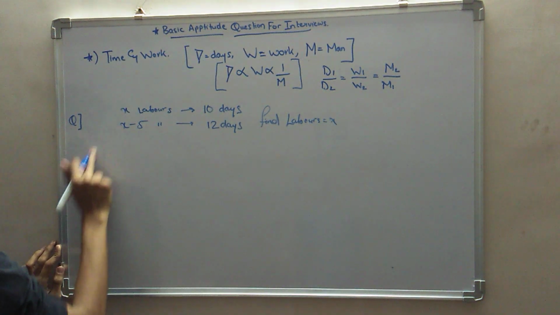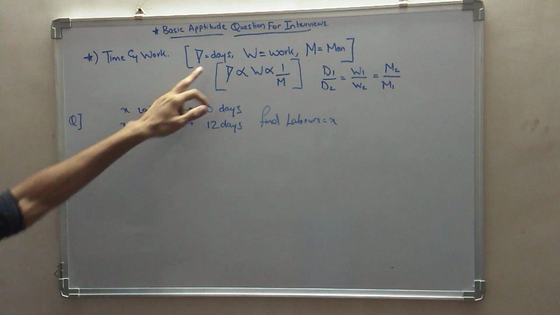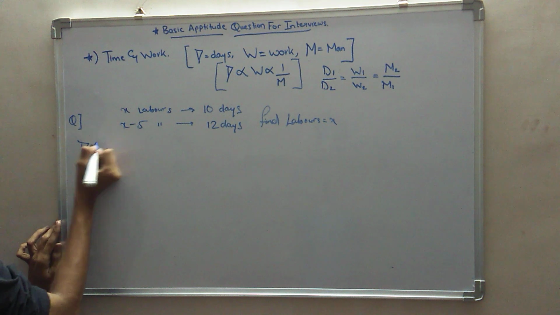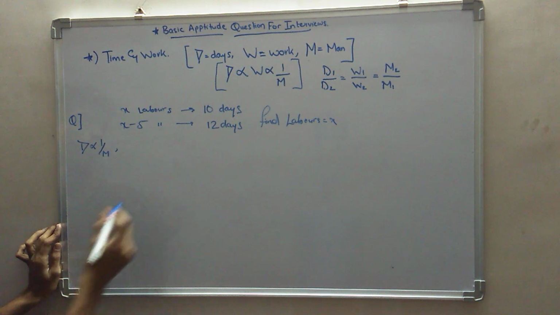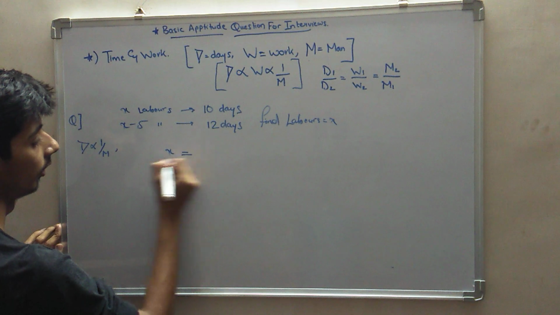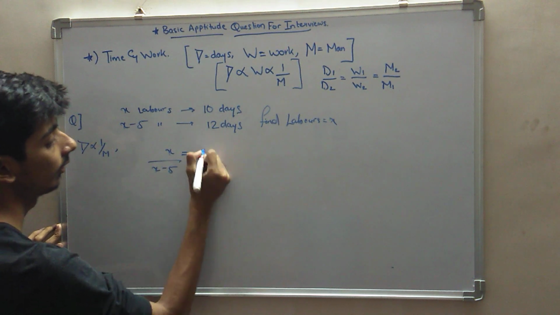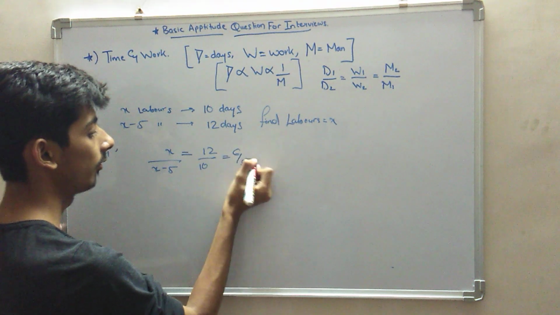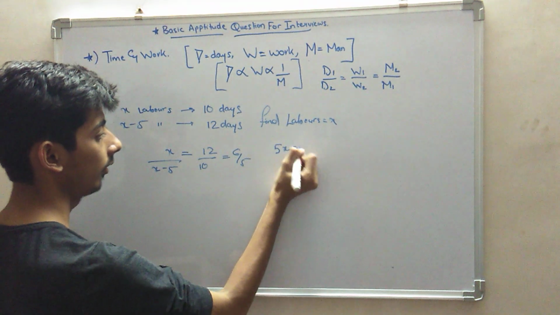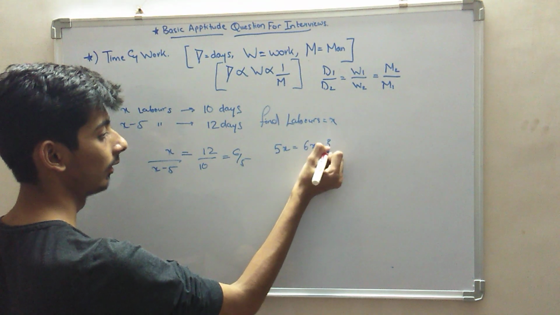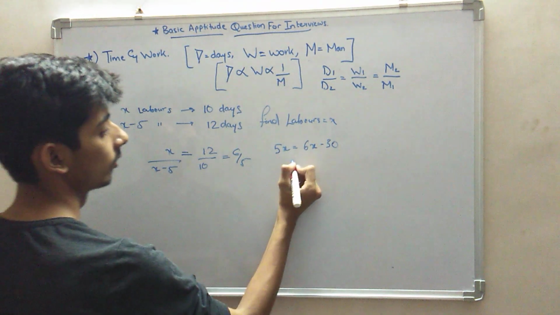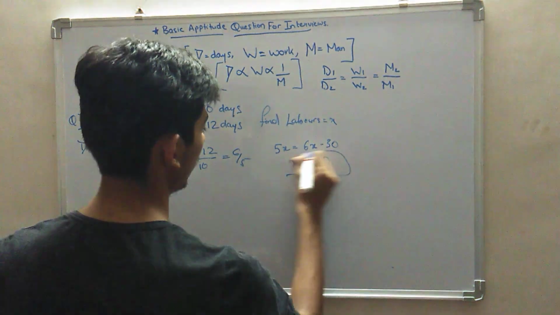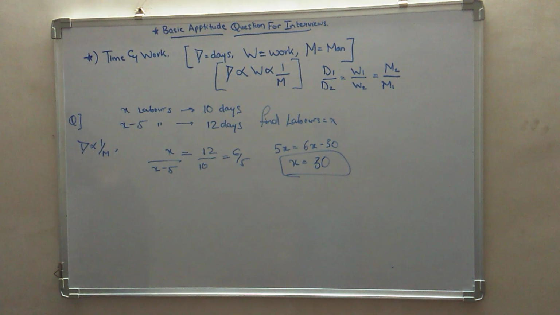Now we know that here the days are given and the manpower is given. So D is proportional to 1 by n. So X upon X minus 5 is equal to 12 upon 10, which is equal to 6 by 5. So 5x is equal to 6x minus 30. So x is equal to 30. Total members is equal to 30.